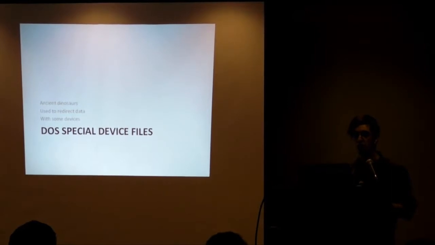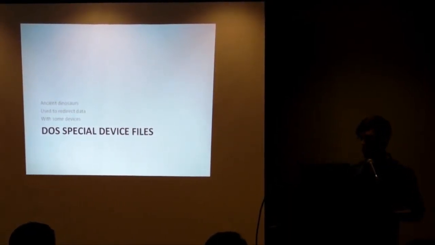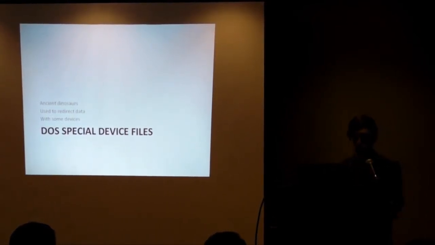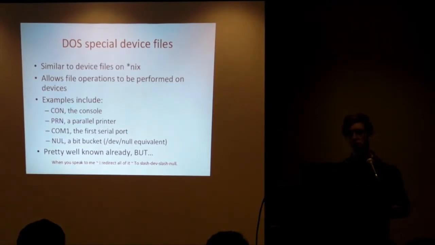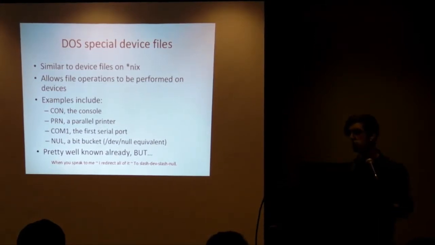So device files are a pretty well-known concept if you know anything about operating systems. For instance, dev null on Unix-based systems is the bit bucket. You throw things at it and it swallows them up and it goes to nowhere. Or if you try to read from it, well, good luck. Now DOS had these device files and they've been inherited by Windows, so you can still use them. They're very similar to how device files work on Unix systems. They allow file operations to be performed on devices and sort of translated into commands for those devices.